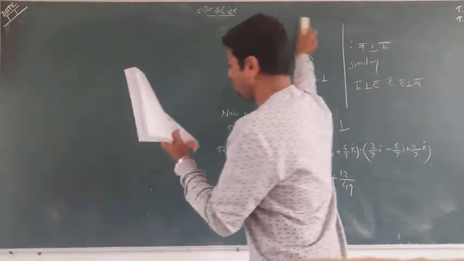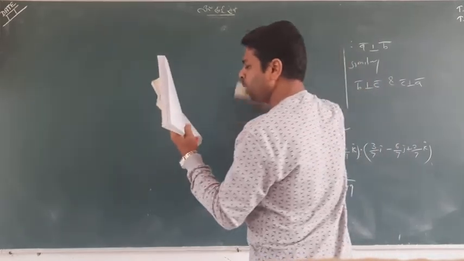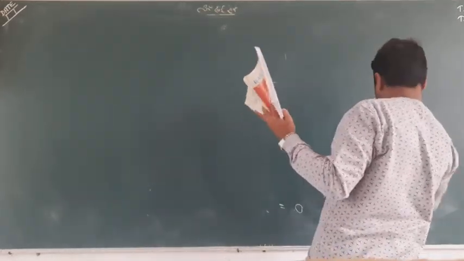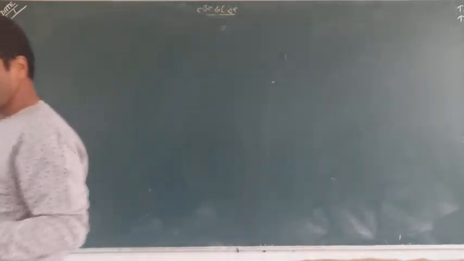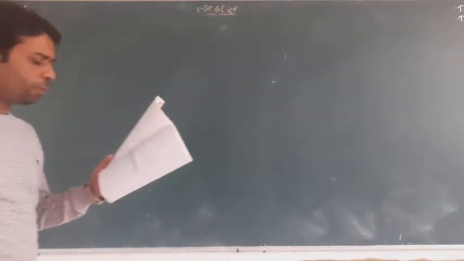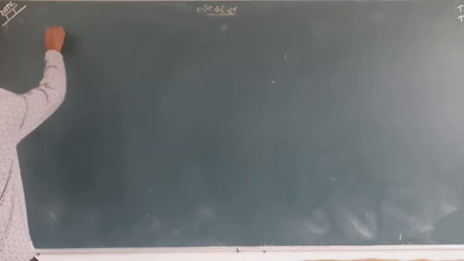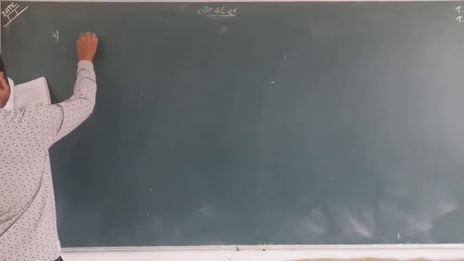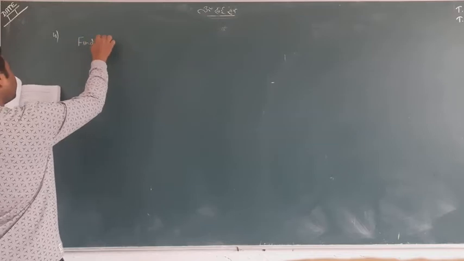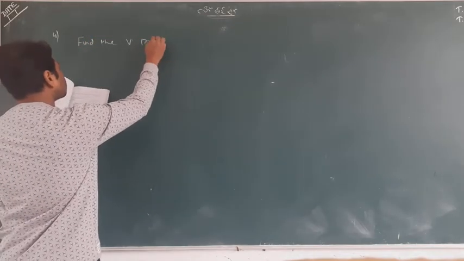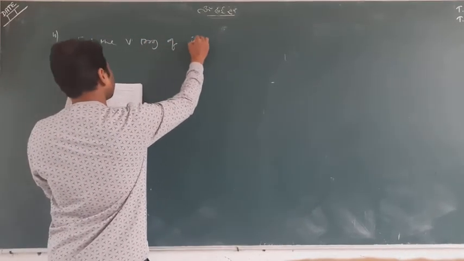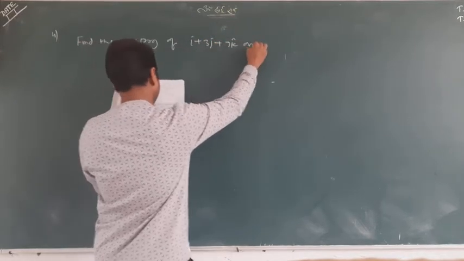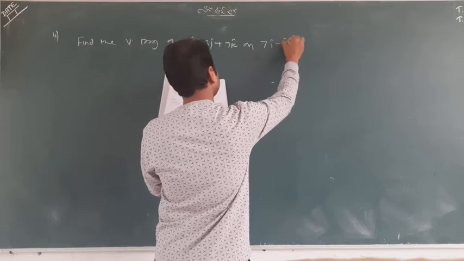Can you see question number 4? Question 4 says, find the projection of a vector on a vector. Let me speak about this question. Already I have taught you in examples, but I am changing the question a little bit. The question says: find the vector projection of vector i plus 3j plus 7k on 7i minus j plus 8k.